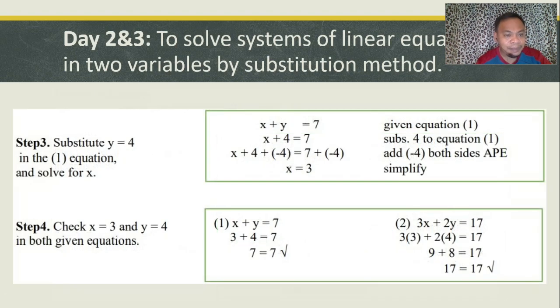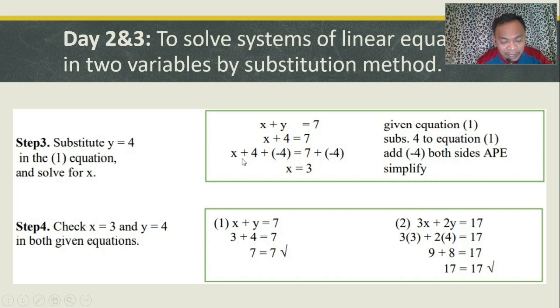And for step 3, meron na po tayong value ni y na positive 4. We will substitute that one sa ating equation number 1 para po makuha natin si x. So, yung equation number 1 natin ay x plus y is equal to 7. So, yung value ni y is 4. So, nagiging x plus 4 is equal to 7. So, gusto natin makuha si x. So, using the property of equality, add both sides by negative 4 para makancel out si positive 4 dito. Diba? At saka si negative 4 sa left side, then sa ating right side magiging 7 plus negative 4, di ba?